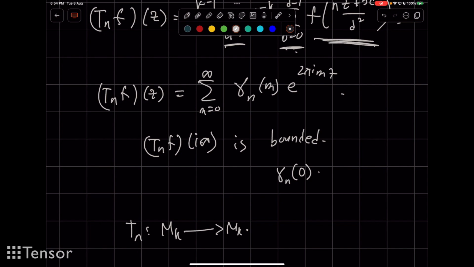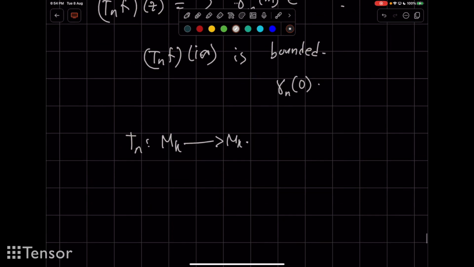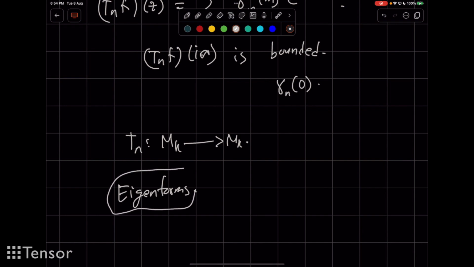All right, now, since it's a linear operator, we can talk about its eigenvalues and eigenvectors. But the vectors here are modular forms, so those eigenvectors are called eigenforms. So eigenforms of Hecke operators are really important in the theory of modular forms.